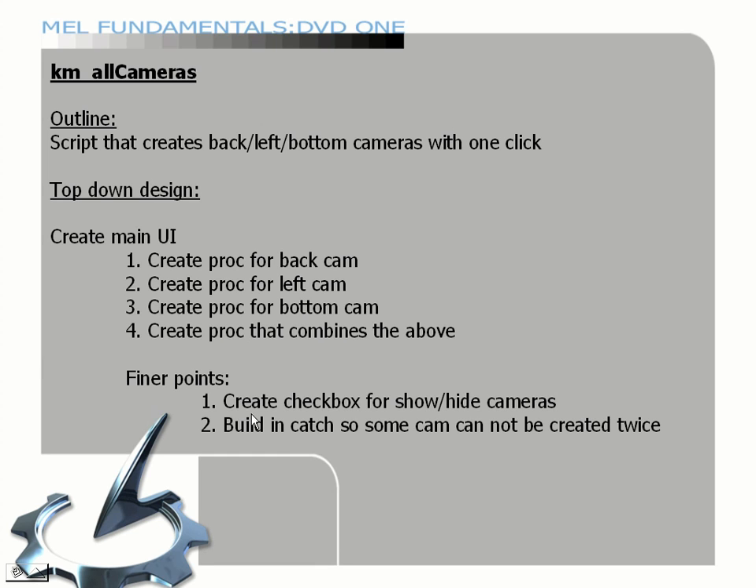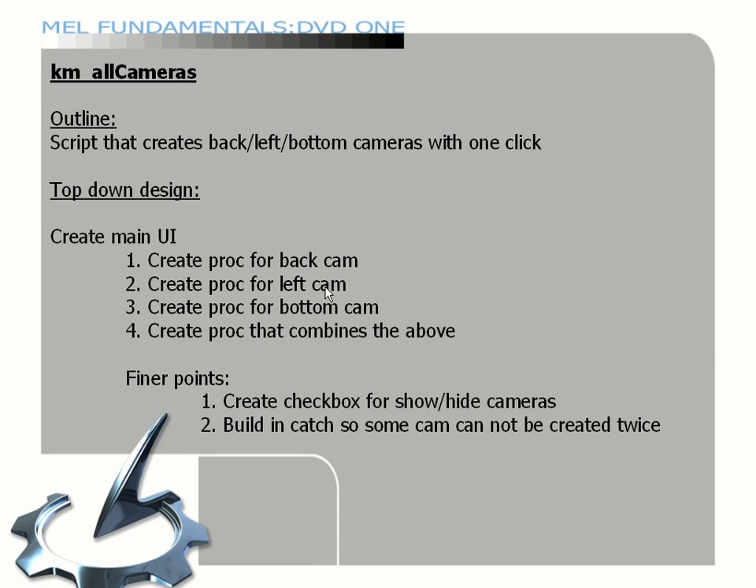Some finer points might be that I want to create a checkbox that shows and hides the camera icons. So we will have four buttons: one button that creates all the cameras, and then one button for each camera, just in case the user wants to create just one or two of those cameras. And then we'll have a checkbox that allows you to show and hide the cameras.